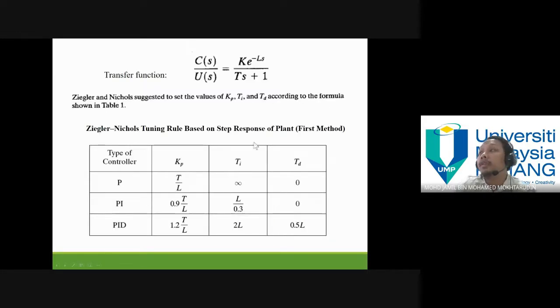From the values of T and L, we can find the transfer function for the controller using these rules. Using this formula, K, the gain, times e to the power of minus L times s, over T times s plus 1. This is not the controller transfer function, but the overall transfer function of the system.